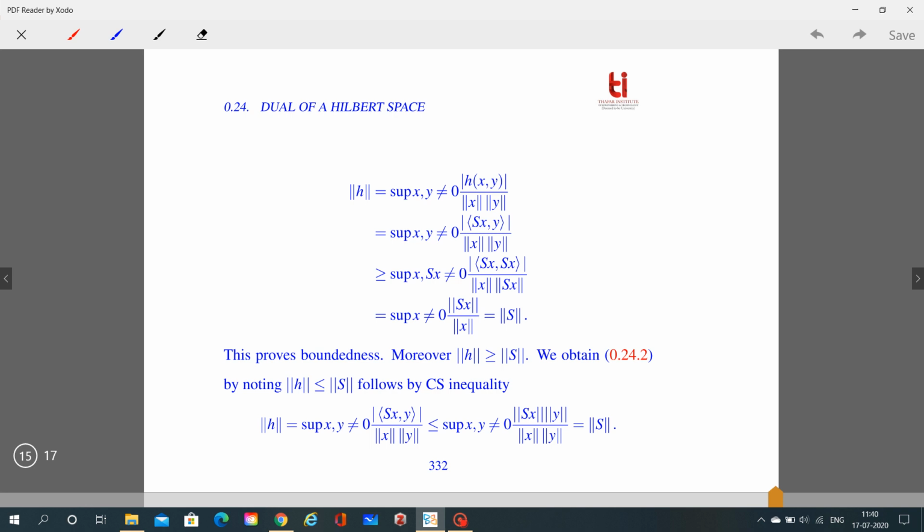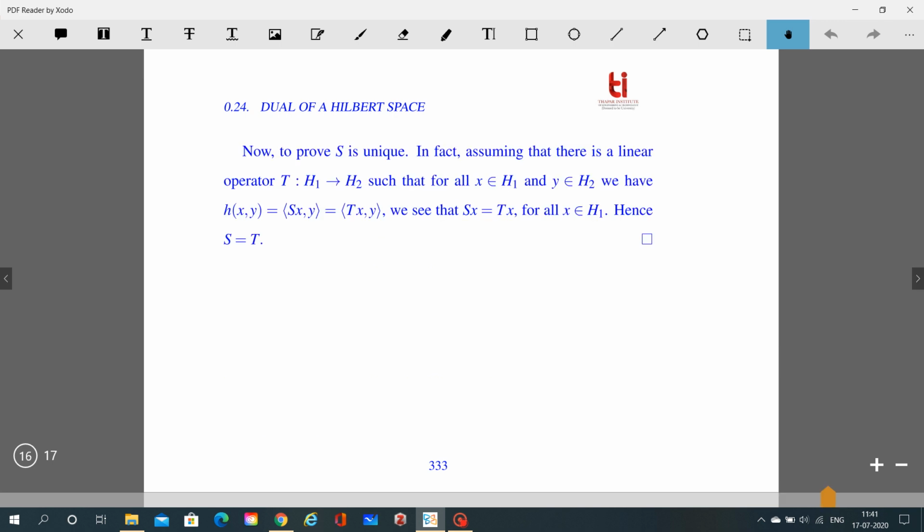So this proves that S is bounded, and moreover the norm of h is greater than or equal to the norm of S. Also from the given equation, we note that the norm of h is equal to the supremum over non-zero x and y of the modulus of the inner product of Sx comma y over the norm of x times the norm of y. By the Cauchy-Schwarz inequality, this is less than or equal to the supremum of the norm of Sx times the norm of y over the norm of x times the norm of y, which is equal to the norm of S. So we get that the norm of h is less than or equal to the norm of S. Here we got the norm of h is greater than or equal to the norm of S. So from these two parts we get that the norm of h is equal to the norm of S.